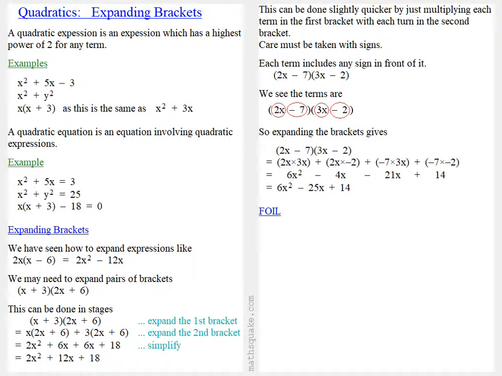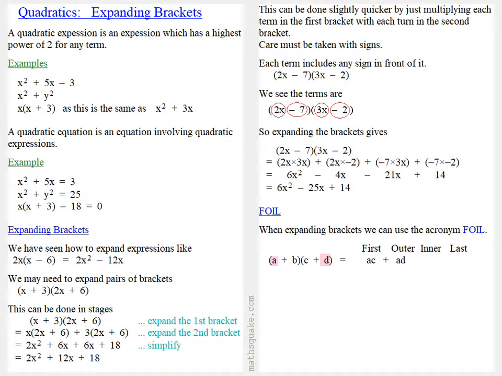FOIL. When expanding pairs of brackets, some people use the acronym FOIL. FOIL stands for first pair, outer pair, inner pair, last pair. If you have two brackets each with two terms, such as a plus b times c plus d, then we work out the first pair multiplied together, that's a times c, the outer pair multiplied together, plus ad, the inner pair multiplied together, plus bc, and the last pair multiplied together, plus bd.